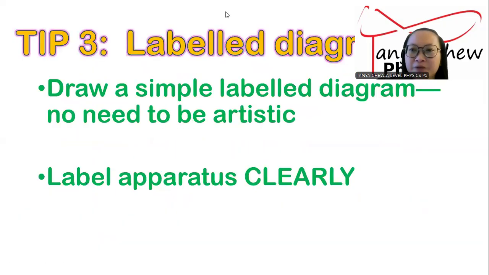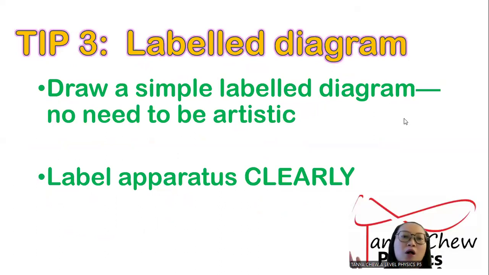Now, tip number 3 is about your label diagram. Draw a simple labeled diagram. No need to be artistic. I'm not an artist as well. I draw a very ugly diagram. Oops, okay? But make sure that you don't just leave it once you have drawn your diagram.